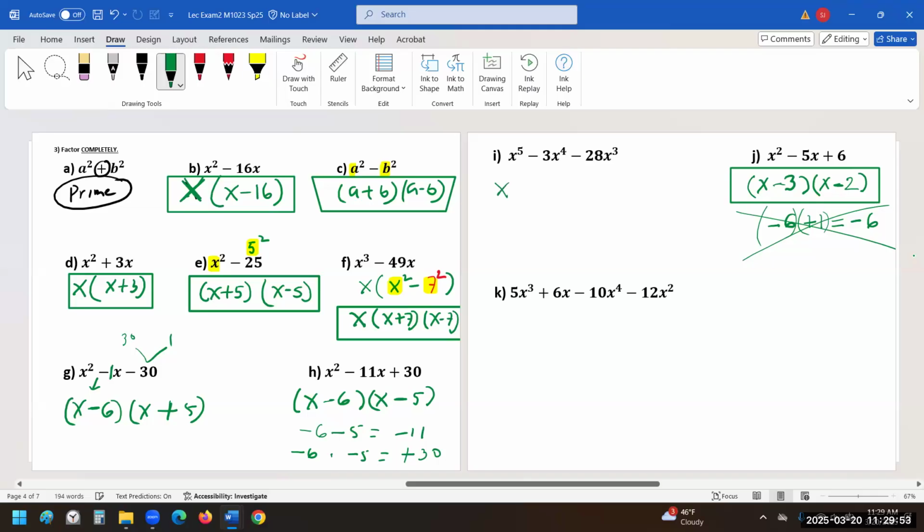X cubed, right? We take the smallest power. It's not x, it's x to the 3rd power because 3 is the smallest power here. So when you factor out x cubed, you get x squared minus 3x minus 28. And then many of you stopped. You cannot stop because this is actually more factorable.